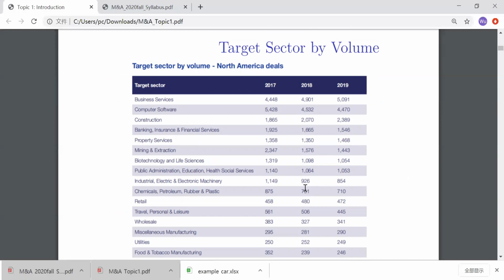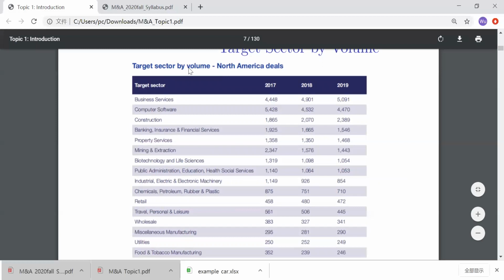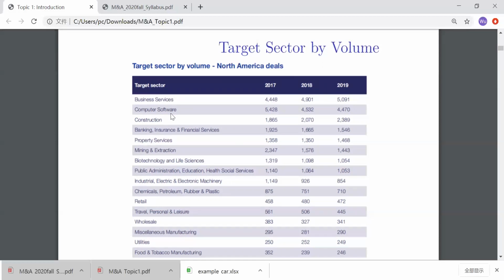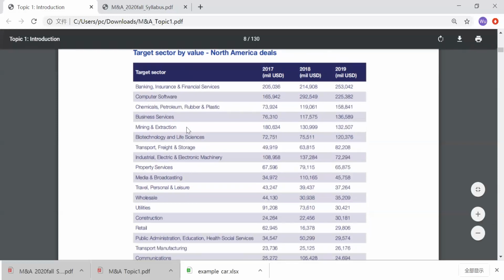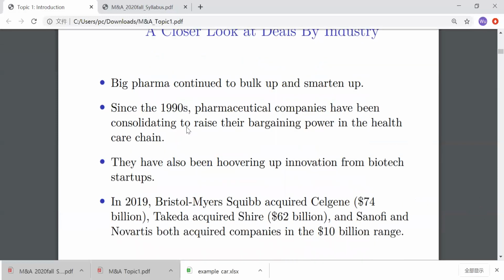Later we'll talk about how we define the target company and the acquired company. But here, in most cases, the target will be the smaller company of the two, because in a merger acquisition there will be just one company buying the other. So the smaller company is what we call a target, right? In terms of the target, business services is the first one. The second one is computer software, and we will explain why in a little bit when we talk about emerging trends. And this is target sector by value, right? You can take a look as well.